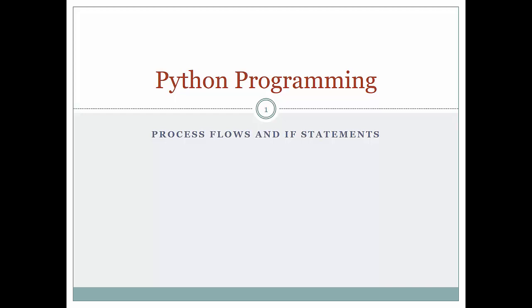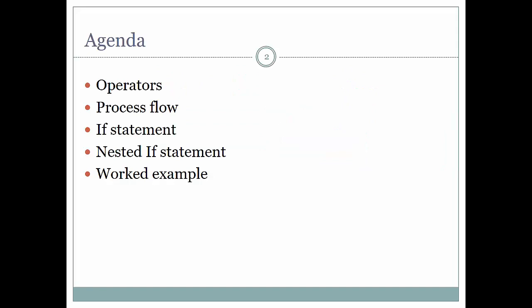So we've started to see some if statements when we did our RPA. For example, depending on what kind of input we see in the Excel sheet, we may select different options in the drop-down list. So let's take a look at the content for this lesson. We will be covering operators, process flows, if statements, nested if statements, and I will also be showing a worked example to help you put everything together.